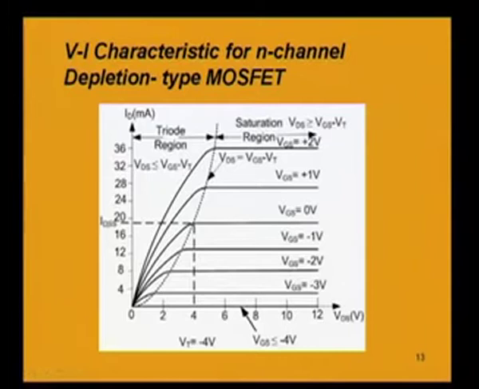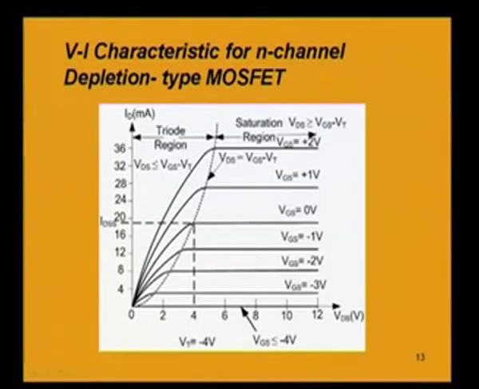Now, we have seen that the threshold voltage, which is negative for this n channel depletion type MOSFET, is that value of the gate to source voltage at which the drain to source current becomes 0. Let us, for this particular device, take a threshold voltage of minus 4 volt, just as an example to draw the VI characteristic. If gate to source voltage is below minus 4 volt, then the current between drain to source is equal to 0. This is the cutoff region. Cutoff means no current, 0 current.